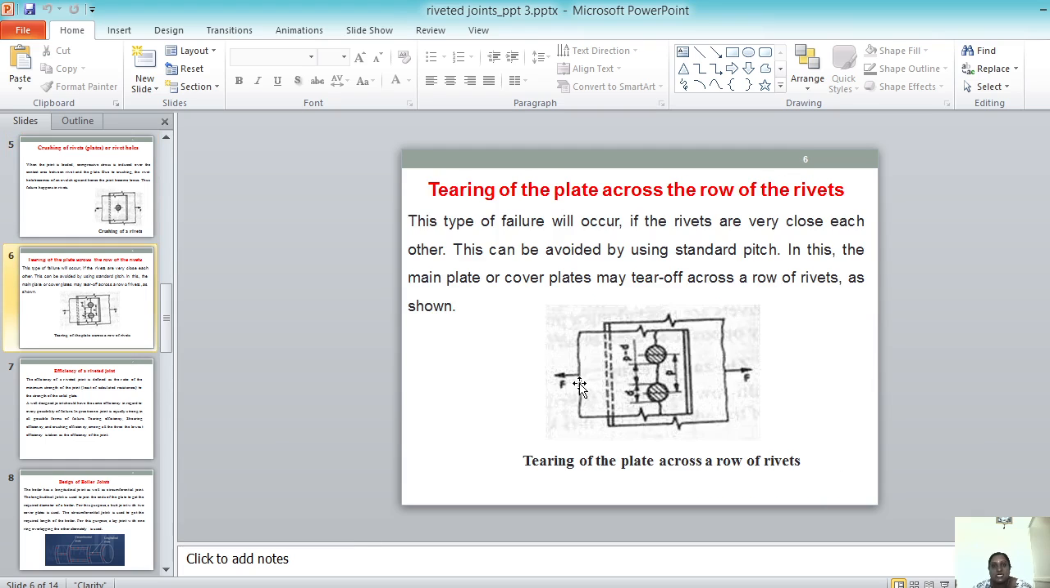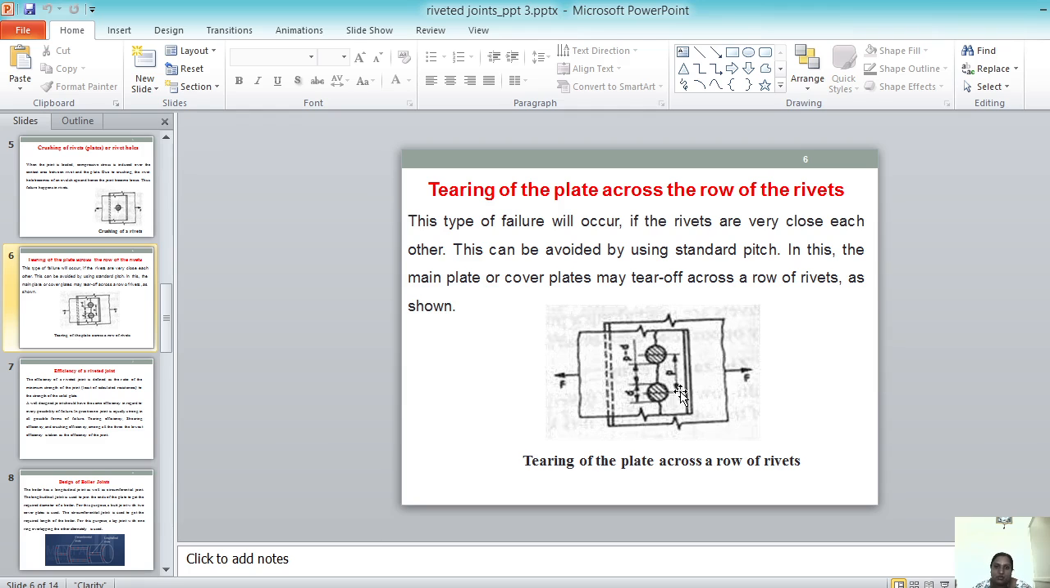Next comes tearing of the plate across the row of rivets. This is the row of rivets: row number 1, row number 2. Along the row itself the plate is going to fail, because the gap between two holes is less. This type of failure occurs when rivets are very close to each other. Say rivet number 1 and rivet number 2 in this particular row: as the distance between these two rivets is very small, the plate is going to collapse and failure is going to happen.